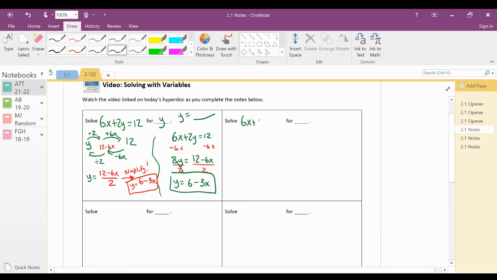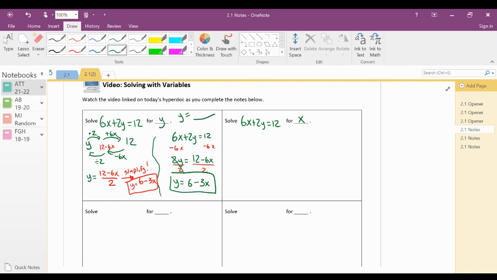All right, next time we are going to do the same equation, 6x plus 2y equals 12, but this time I want you to solve it for x, which means get x by itself. So feel free to pause this video and try that either by backtracking or basic moves, and then you can unpause it when you want to check your answer.